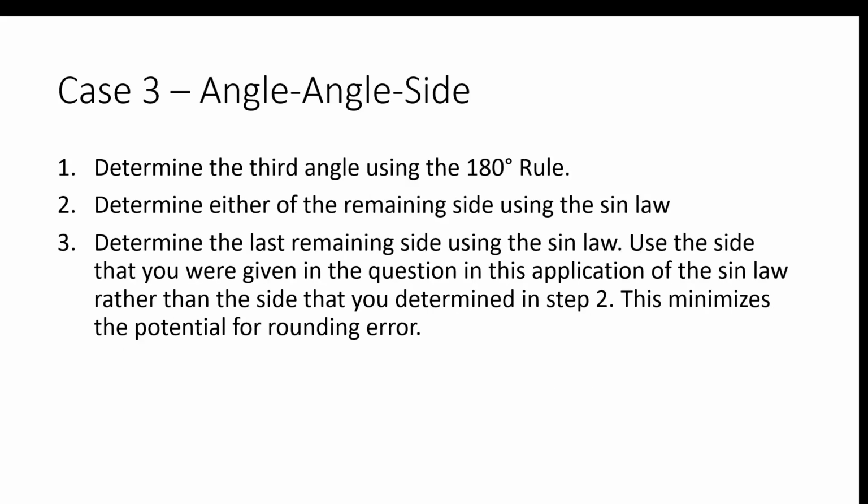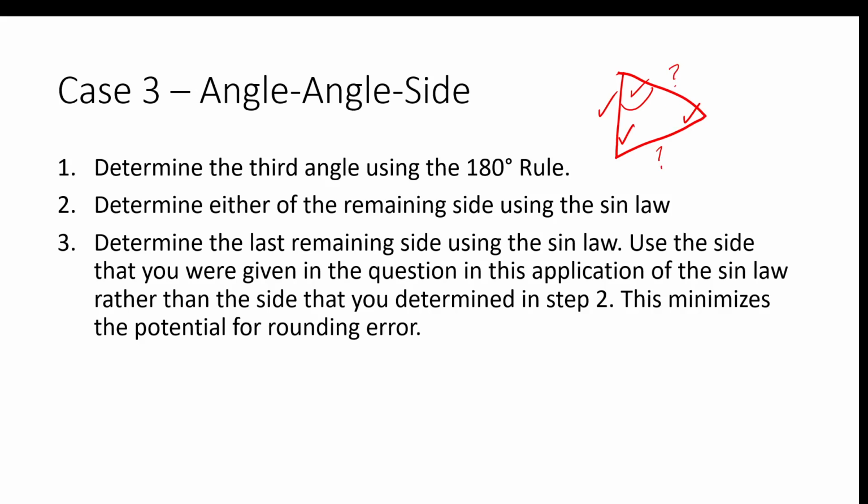Now, you could also have an angle side situation. If you have an angle side situation, determine either of the remaining sides using the sine law. So what we mean by that is you know 2 angles and you know one of the sides. So find the third angle. That's really easy to do. And then now that you know all 3 angles, it'll be pretty easy for you to use the sine law to find one of the sides. And then it'll be pretty easy to use the sine law again to find one of the other sides.